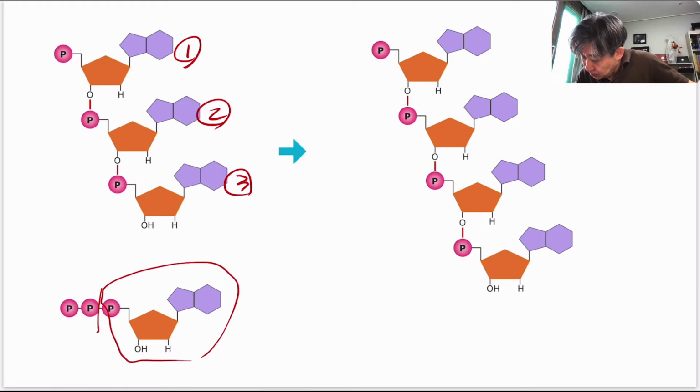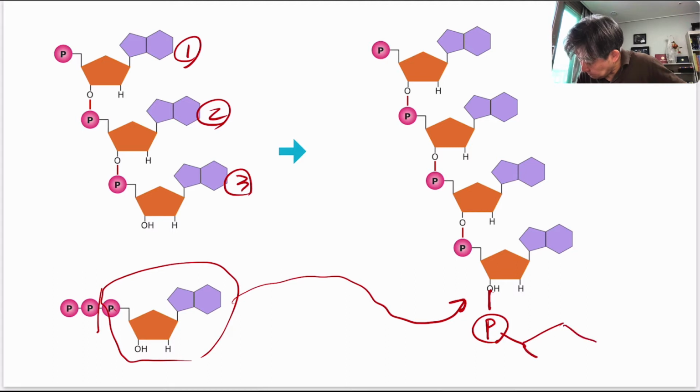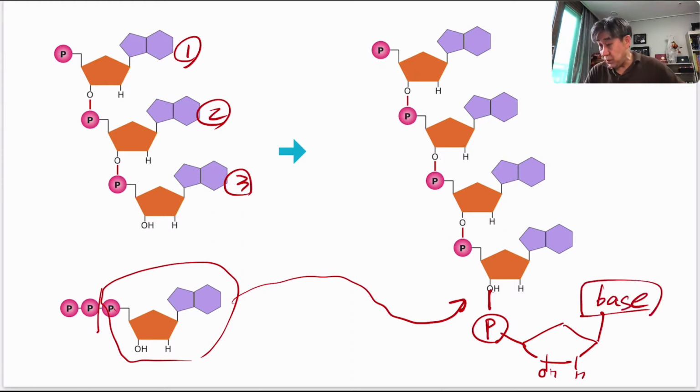This unit will try to enter, so this phosphate and the connection between this phosphate and there is a base will also be made. So it's always the addition of a new nucleotide into the existing nucleic acid polymer is always from this. This is the phosphate group of the incoming nucleotide to the existing.